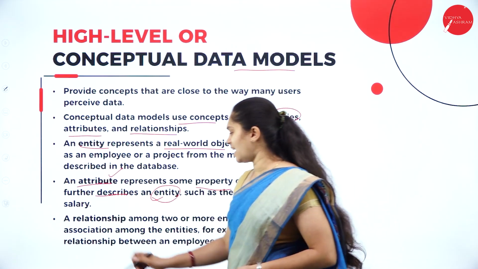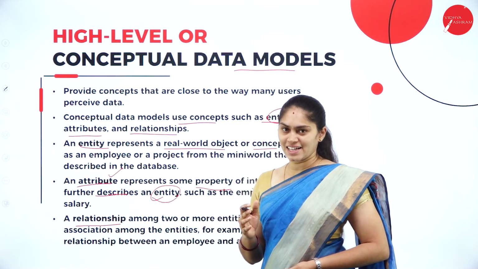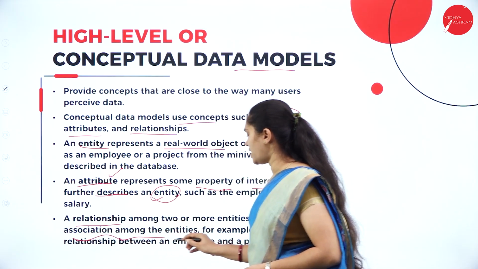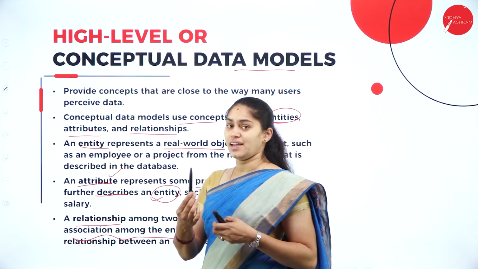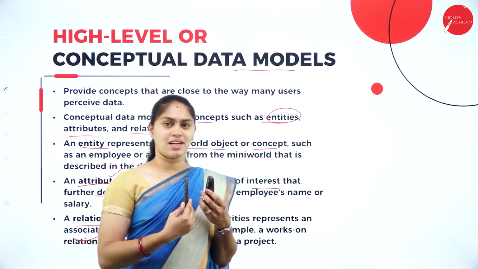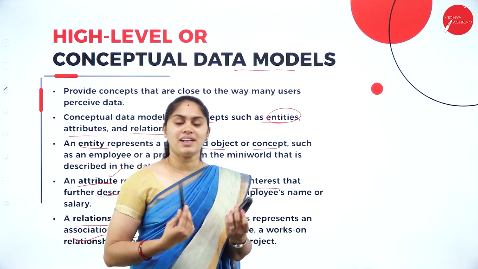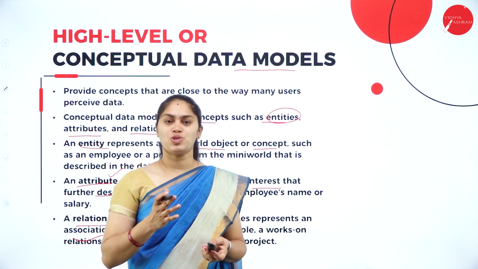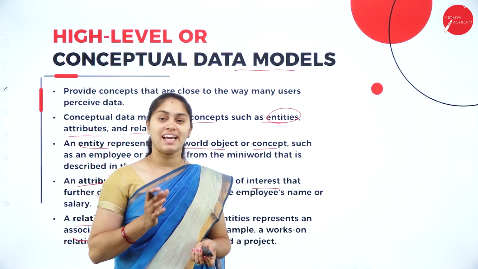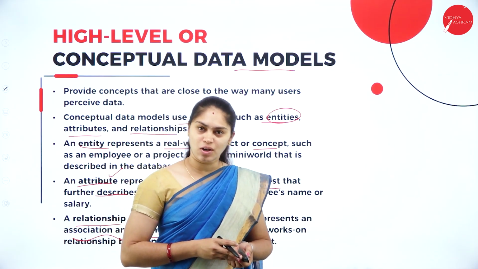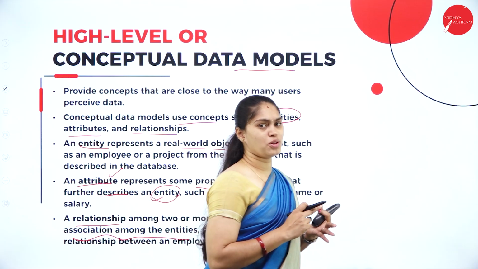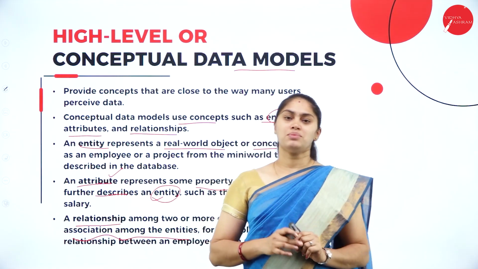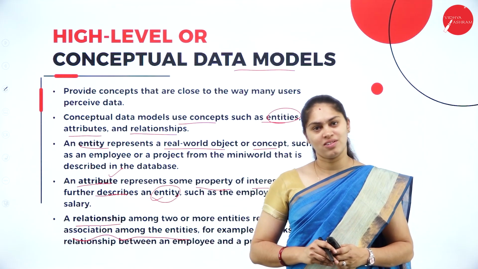Then what about relationships? Relationships are nothing but an association among entities. How is this entity related with that entity? When we find an association between those two entities, we call that a relationship. So this conceptual or high level data model is going to use entity, attribute and relationship concepts in order to describe the structure of a database.